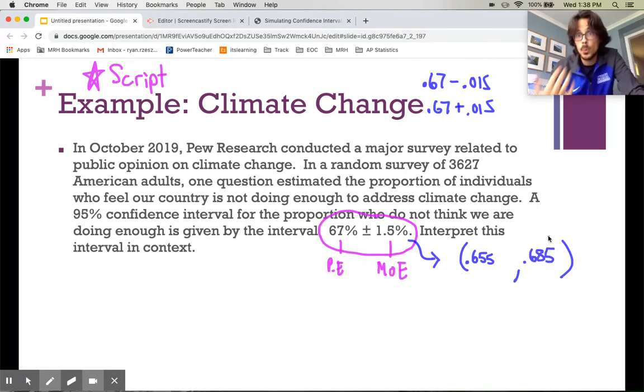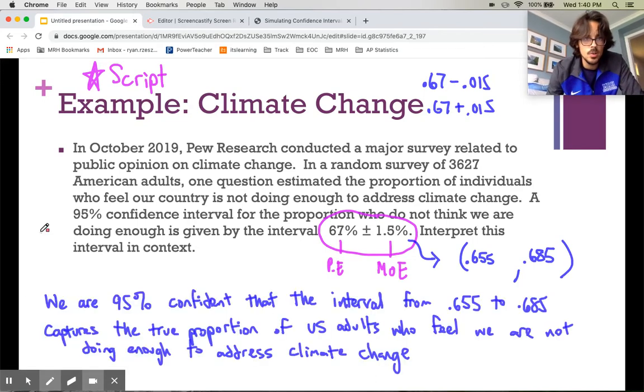Well, it means we're pretty confident the actual percent of people who think we are not doing enough about climate change is between 65 and 68%. Now, there's an actual script that I want you to use that fully interprets this for us. So I'm going to write that up there and then we'll talk about it.